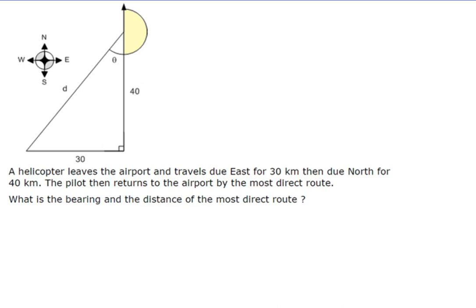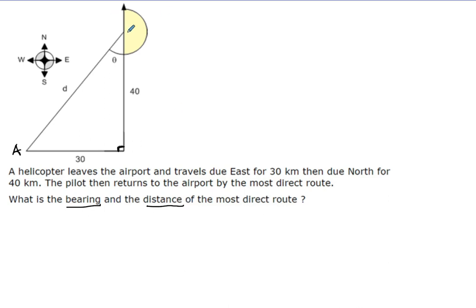A helicopter leaves the airport and travels due east for 30 kilometers, so that's the airport, and then due north for 40 kilometers. And if it's going east and north, then again you can see you've got your right angle there. The pilot then returns to the airport by the most direct route, which is D. What is the bearing and the distance of the most direct route?